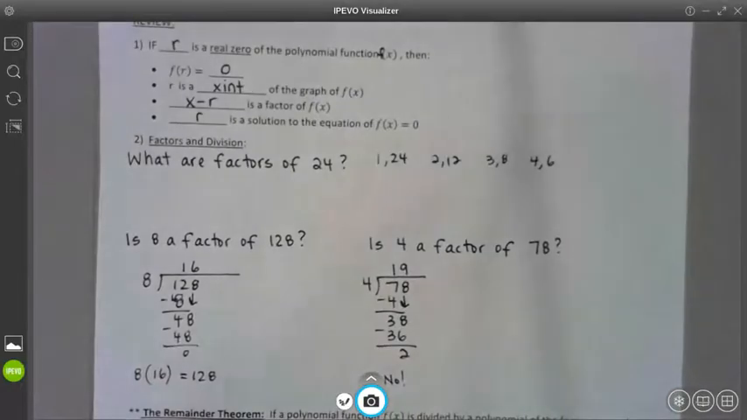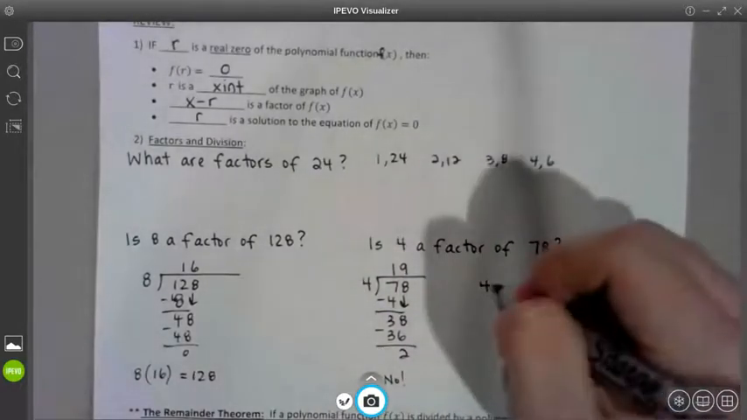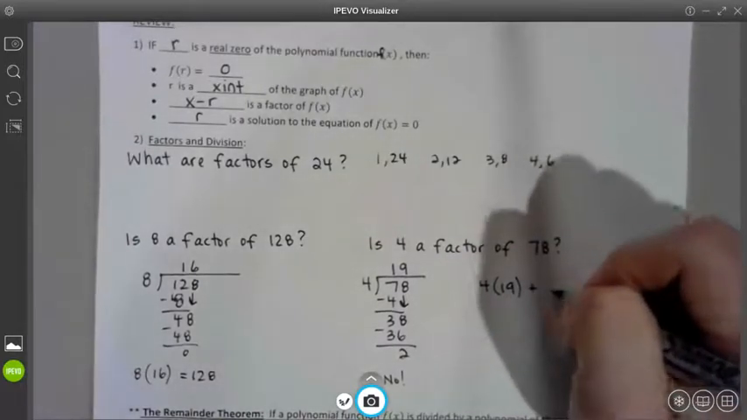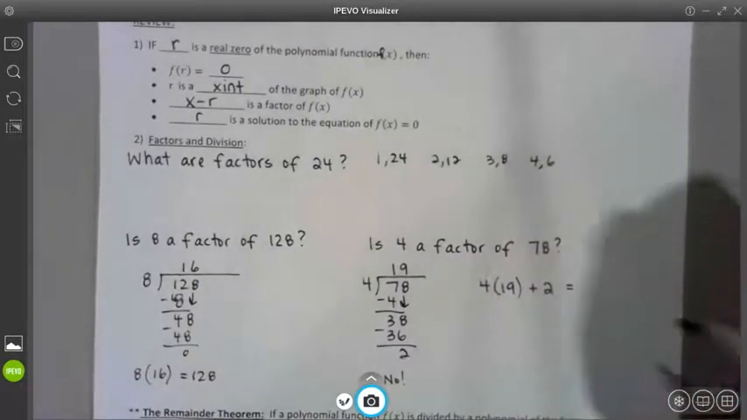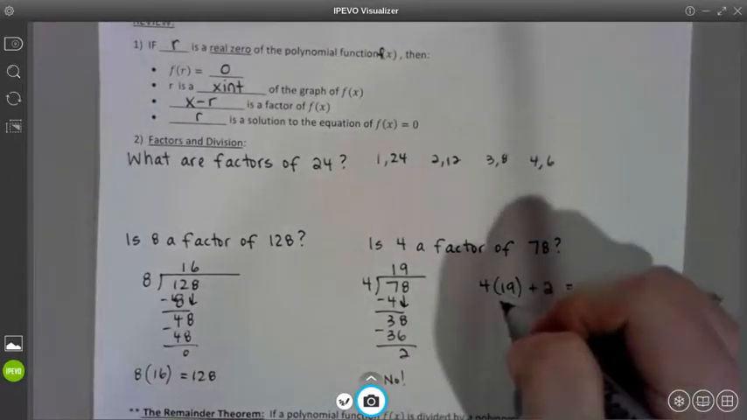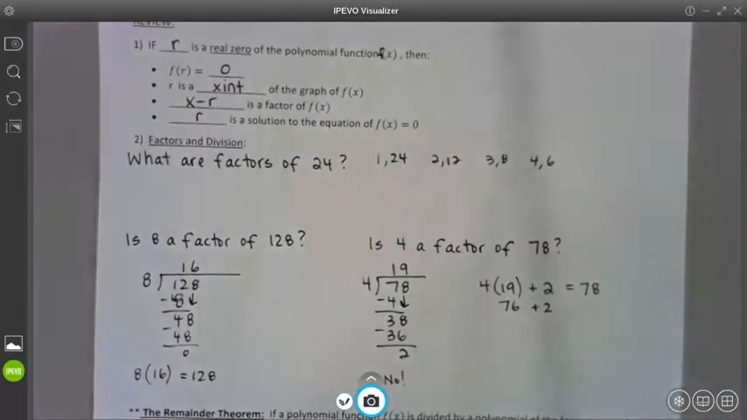All right, and the way to show it is we would have to take 4, what we divided by, times 19, our answer, and then we'd have to add in our remainder of 2 in order to get back to the 78, what we were dividing into, right? 4 times 19 is 76, plus the 2 left over, that gets back to our 78.